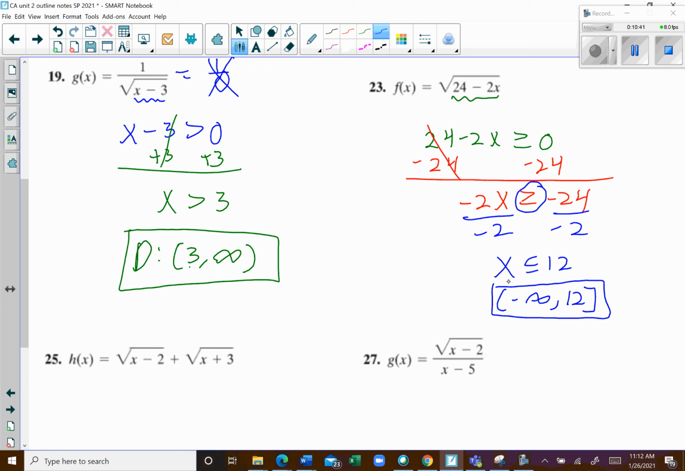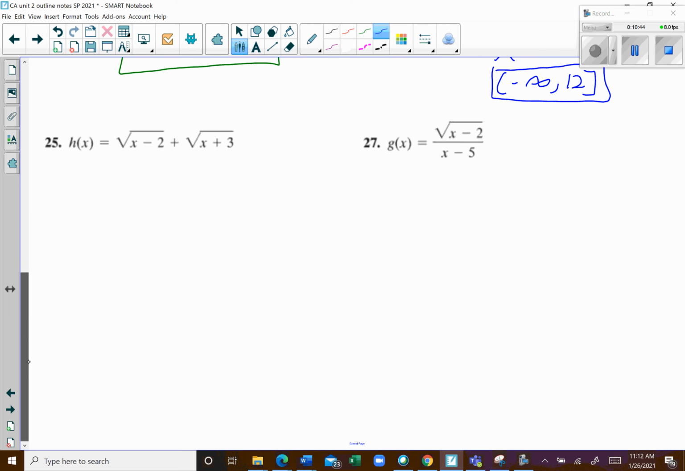Okay, I got 2 left here. So what you'll notice on 25 is I got two square roots going on here. And whatever set we end up with, we have to make sure that we don't square root a negative at any time. So let's look at each one individually.